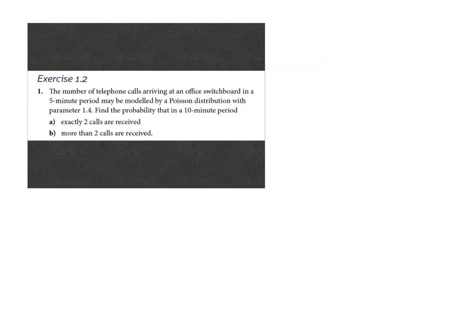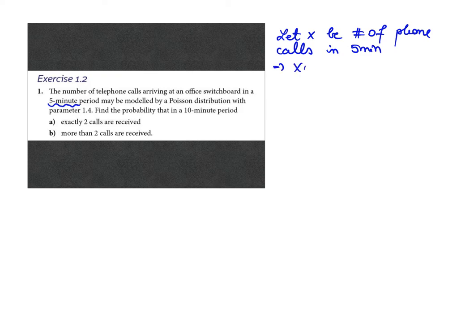Now my last example is similar to the first one. Pause the movie and read it. So in a 5-minute period, the number of phone calls, same situation, so let X be the number of phone calls in 5 minutes. And we know that X is Poisson of 1.4. Now, this 1.4, in fact, is the mean of the phone calls.